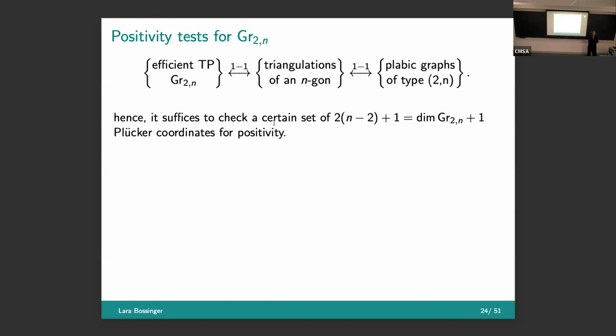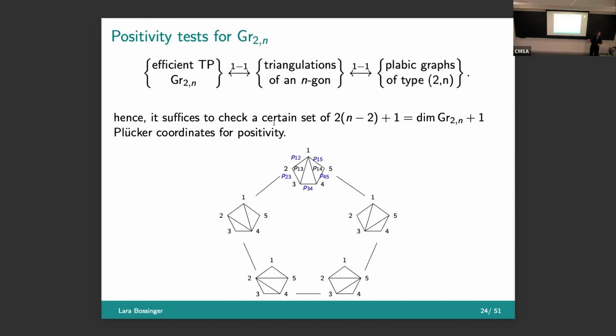So if we want to verify that a given point in the Grassmannian 2,n lies in a totally positive part, then it's enough to check dimension of the Grassmannian plus 1 many Plücker coordinates to see if this is the case. And what kind of Plücker coordinates do we need to check? Well, we need to check Plücker coordinates that correspond to a triangulation. Okay.